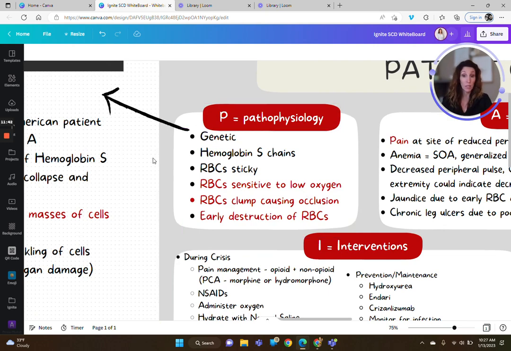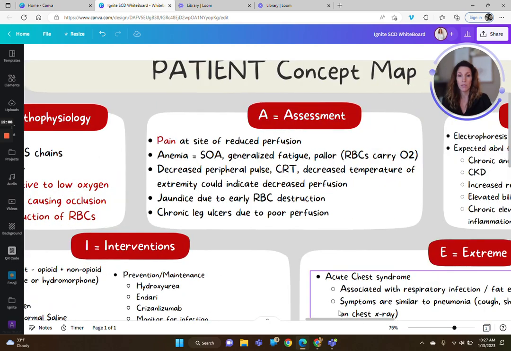So in summary, the patho of this disease, it is a genetic disease. It is a problem with the hemoglobin, too many hemoglobin S chains, making the red blood cells sticky, and the red blood cells are sensitive to low oxygen, which causes clumping and occlusion in the blood vessels, which can cause ischemia and tissue damage. And then there's early destruction of red blood cells. So then let's just move along here to assessment.